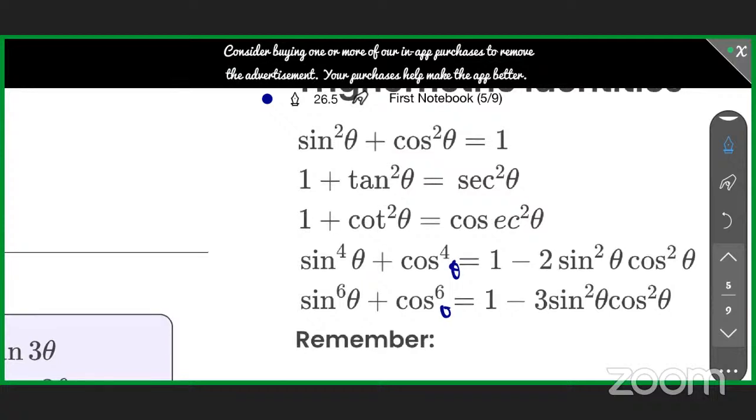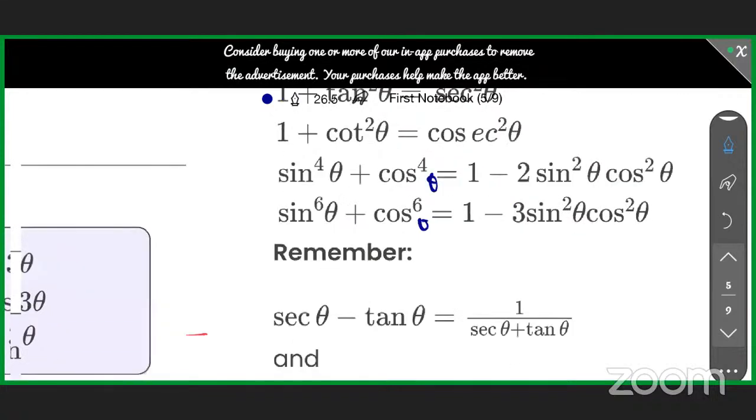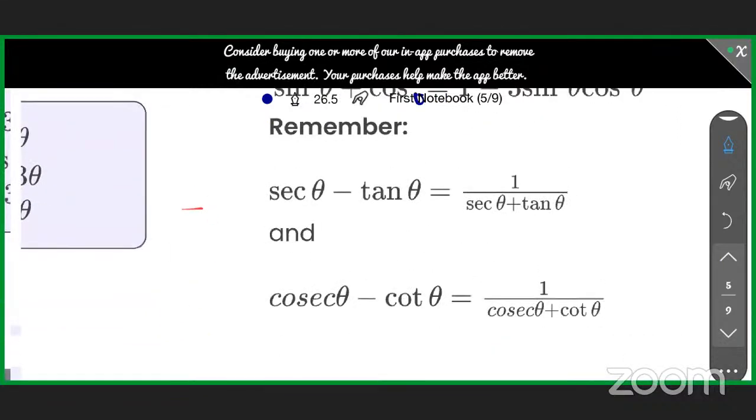Another important formula that we'll be learning in this regard is these two formulas. We'll be using these formulas very often in solving the problems. Secant theta minus tan theta is equal to 1 by secant theta plus tan theta. Whereas cosecant theta minus cot theta is equal to 1 by cosecant theta plus cot theta.